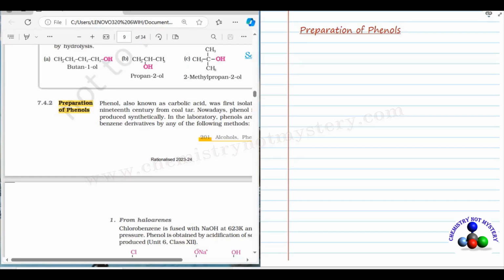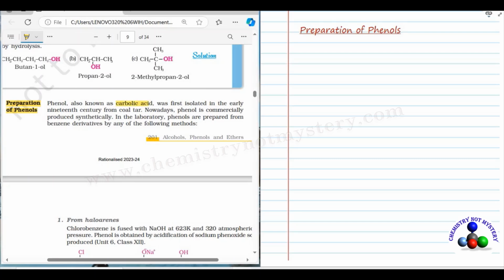Today we are going to learn preparation of phenols. Phenols are also known as carbolic acid. It was first isolated in the early 19th century from coal tar. Nowadays, phenol is commercially produced synthetically. In the laboratory, phenol is prepared from benzene derivatives by any of the following methods.